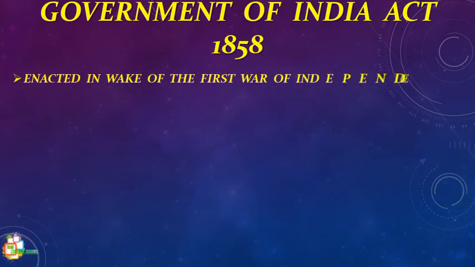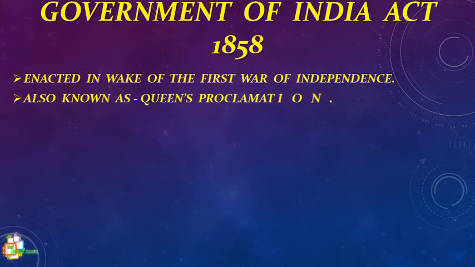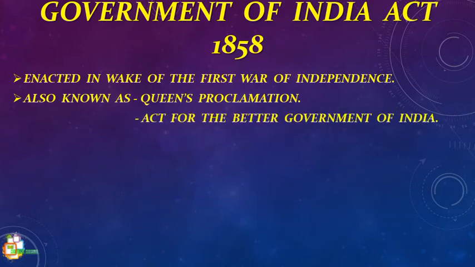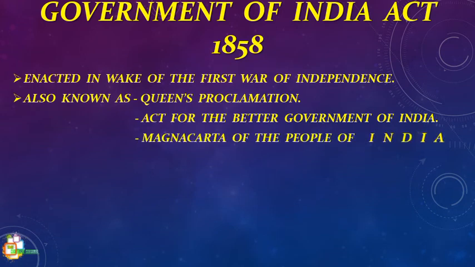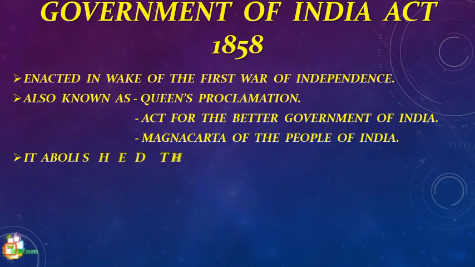So let's start. The Government of India Act 1858 was enacted in the wake of the First War of Indian Independence in 1857. It is also known as the Queen's Proclamation, which was passed on 1st November 1858. This act was passed for the better government of India. It is also known as the Magna Carta of the people of India. It abolished the East India Company and transferred the power of the government, territories and revenue to the British Crown.